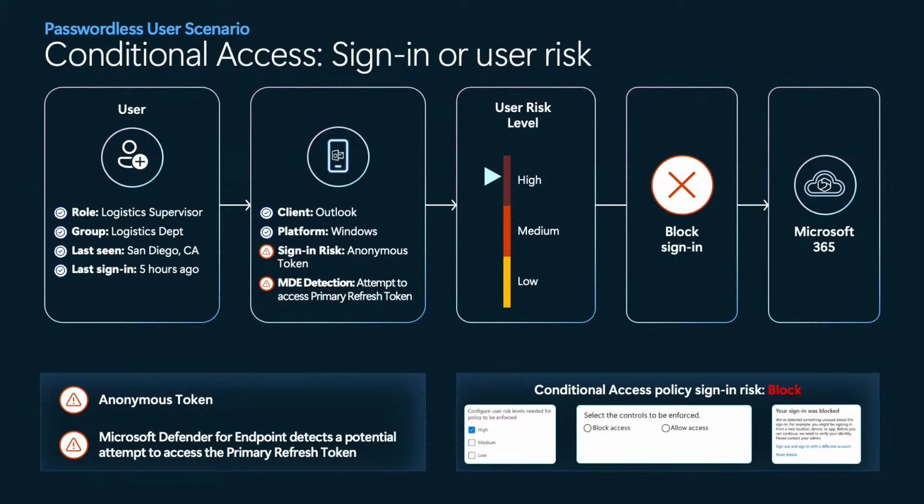And through our MDE integration, we've also detected an attempt to access the primary refresh token, or the PRT. This is a multi-layer attack in the sense that we've detected both anomalous traffic as part of sign-in, but we've also detected as part of our endpoint integration that there is malicious activity that may be occurring to access that PRT. This is going to raise our user level risk to high.